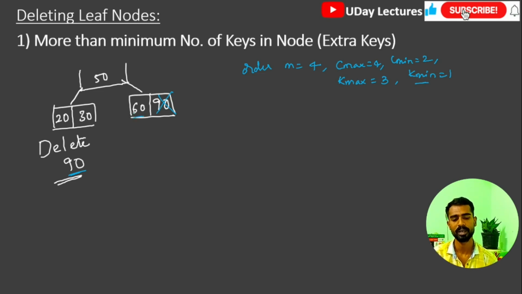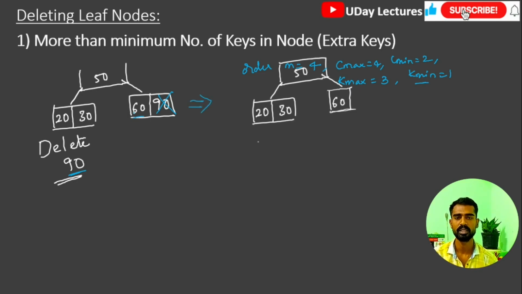Now I don't have to worry about anything because even after the deletion operation, we will still have all these properties satisfied. So after deleting 90, I'm still having one key, which still satisfies the minimum keys property. So now I don't have to worry about performing any other operations and we can simply perform the deletion operation. Hope you understood this case.